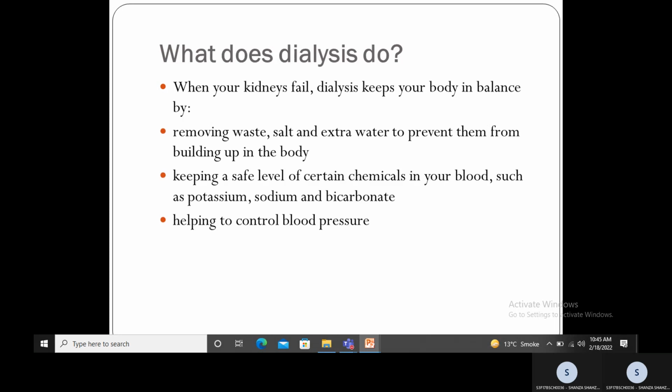When your kidneys fail, dialysis keeps your body in balance by removing waste, salt, and extra water to prevent them from building up in the body, keeping a safe level of certain chemicals in your blood, such as potassium, sodium, and bicarbonate, and helping to control blood pressure.